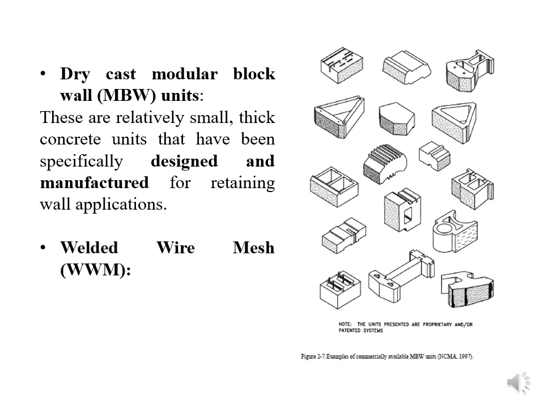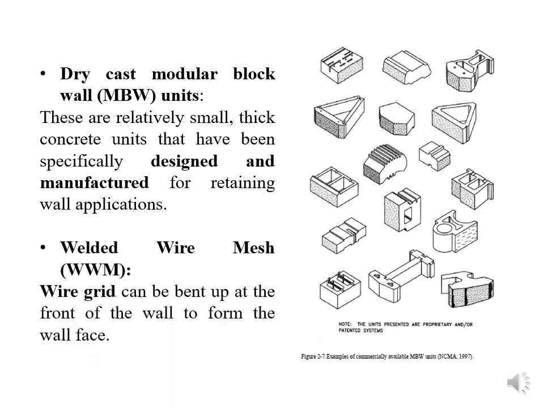Next, we can also go for the welded wire mesh facing. Suppose you have constructed the retaining wall by using welded wire mesh. Mesh means net. We can use this net as a facing unit for the retaining wall. The wire grid can be bent up at the front of the wall to form the wall face.